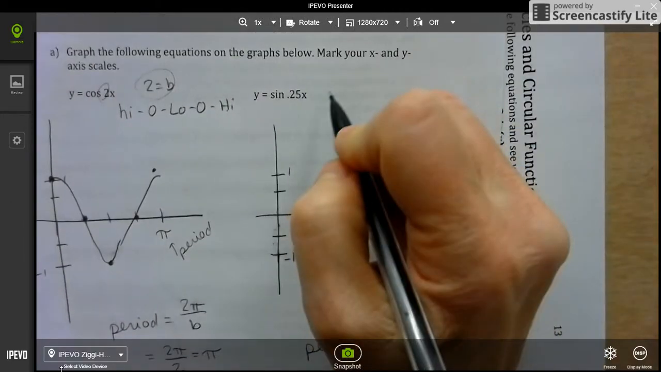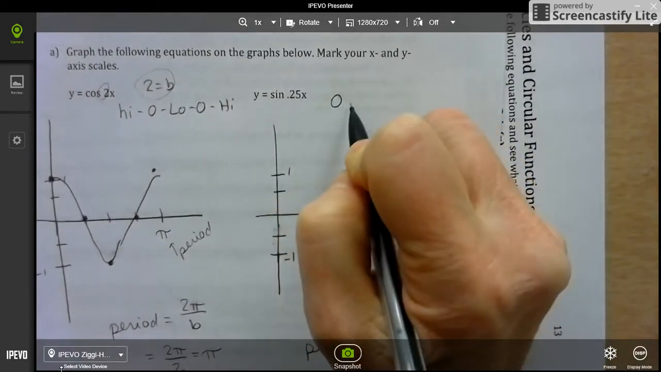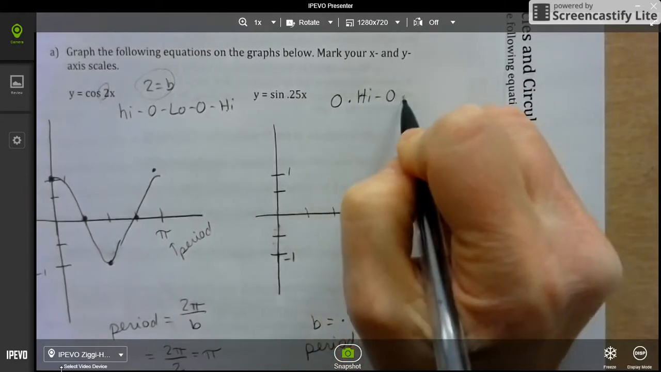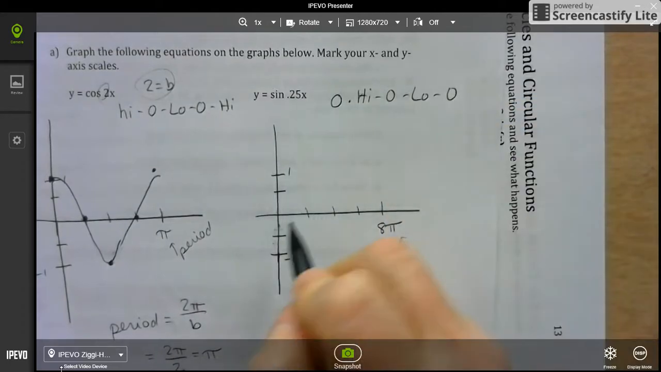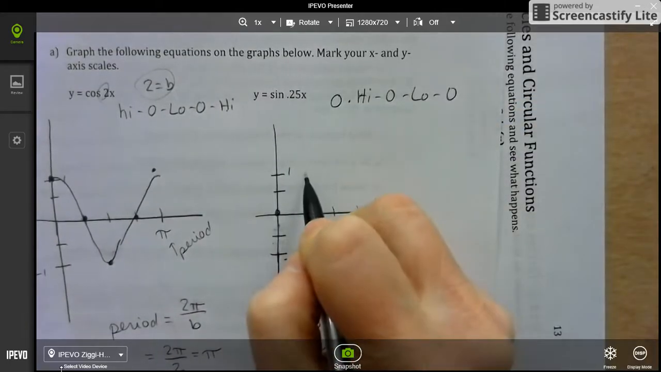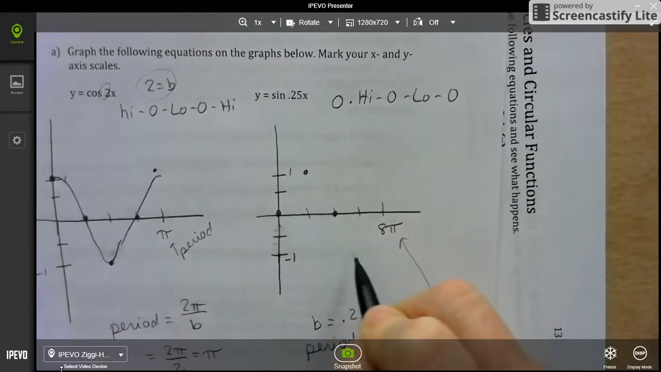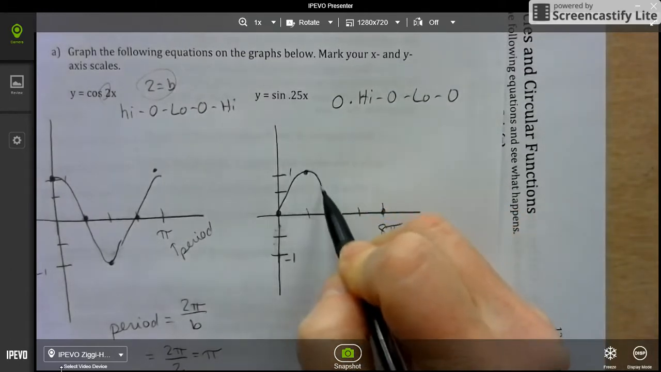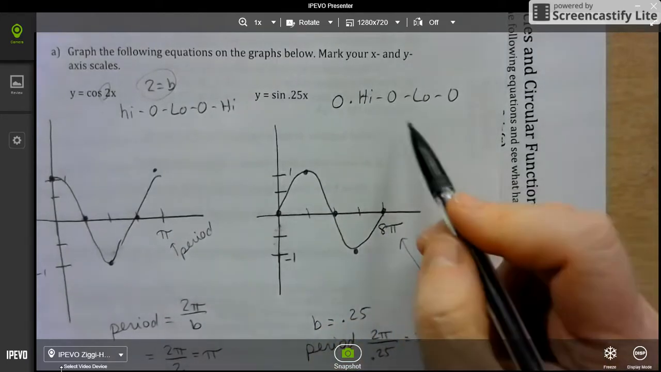Now, since we're doing a sine curve, sine starts small. It starts at 0. So it goes 0, high, 0, low, 0. So 0, first quarter, it's high, back to 0, low at -1, and back to 0. And that's what that reference is when we remember those.